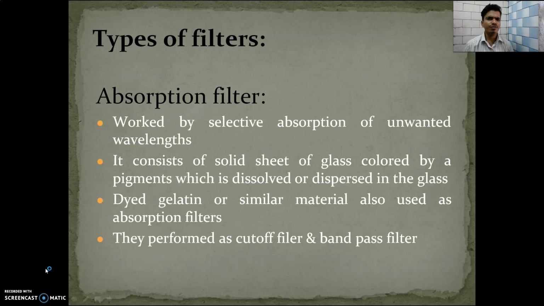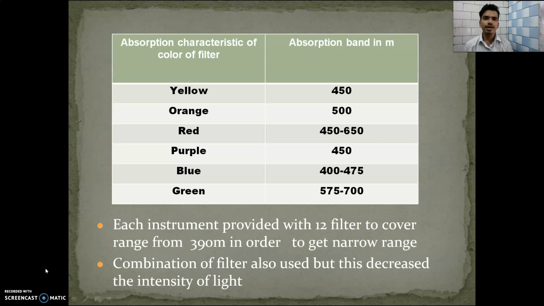So mostly such filters are used in colorimetric analysis. There are different examples: yellow, orange, red, purple, blue color, each with its respective absorption band. For example, yellow is 400 to 450 nanometer. Each instrument is provided with a set of 12 filters to cover the range. All these ranges are above 300 nanometer. So these are used in colorimetric analysis. A combination of filters is also used to decrease the intensity of light.